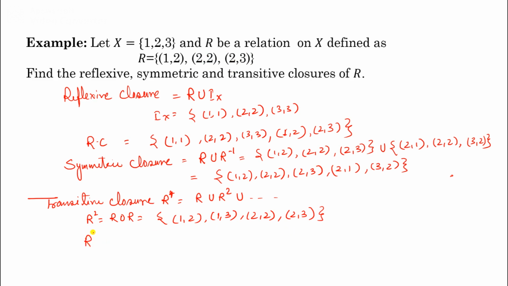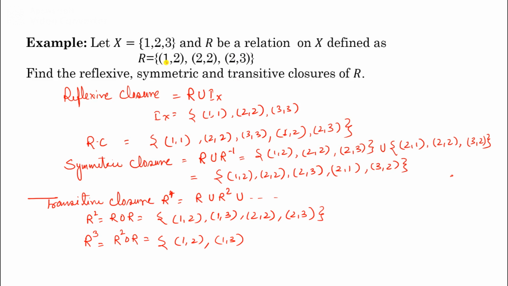Now find R cube. R cube is R square composition R. Start with the first element (1,2) and take the composition of R square with R. Now look at it: (2,2) starts with 2, so (1,2) will be there. Then (1,2) and (2,3) give (1,3), so (1,3) will be there.